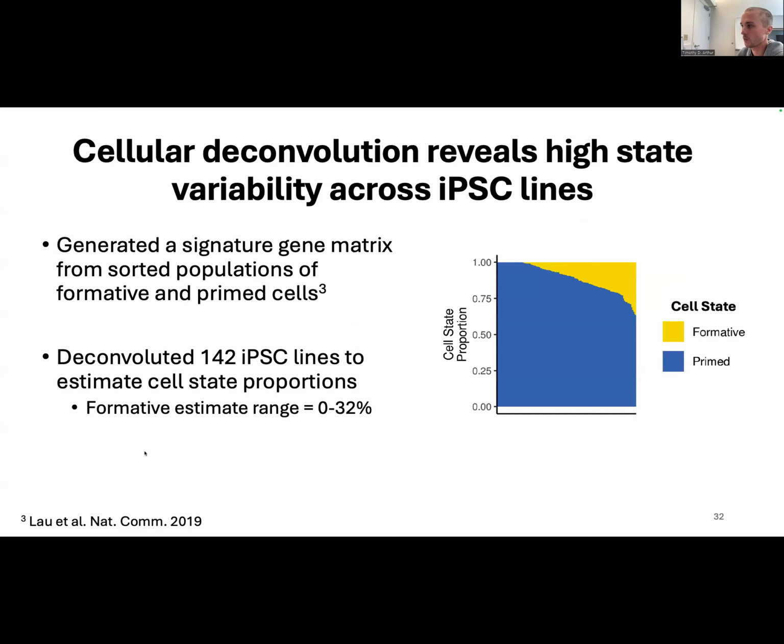And we did something called cellular deconvolution, using an external data set of differentially accessible ATAC-seq peaks in formative versus primed cells, and used this to estimate the relative proportion of the formative state across our 142 iPSC lines. We see that the majority of the cell lines are mostly in the primed state, which is consistent with previous observations. There was a range of 0 to 32% of cells in the formative state across these 142 lines. Each bar represents a single line, and the y-axis is the estimated cell state proportion.